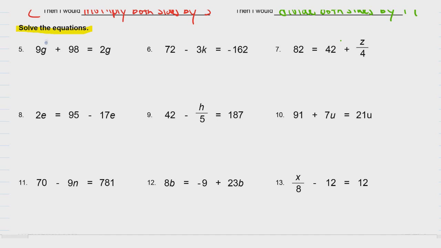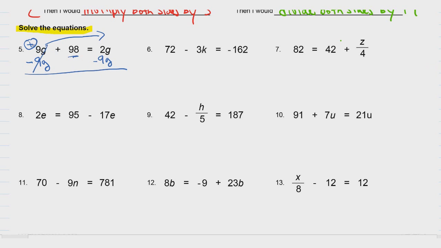And if you look closely, you can see if you move this 9g over here, it'll leave the 98 by himself. So he's happy, he's away from the variables. So let's move this 9g. To move it, we're going to have to do the opposite operation. And as you see, there's no sign here. So this is a positive. Remember, if there's no sign, it's a positive or it's a plus. So to do the opposite operation, I'm going to do minus 9g to both sides.